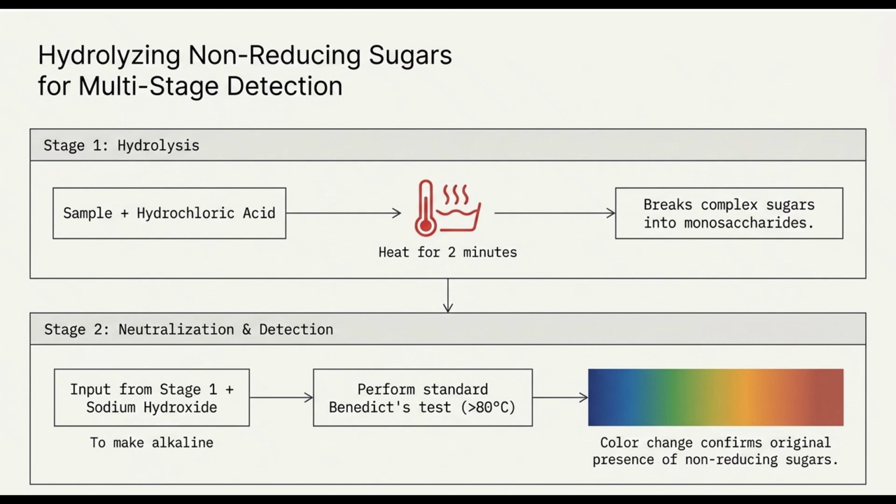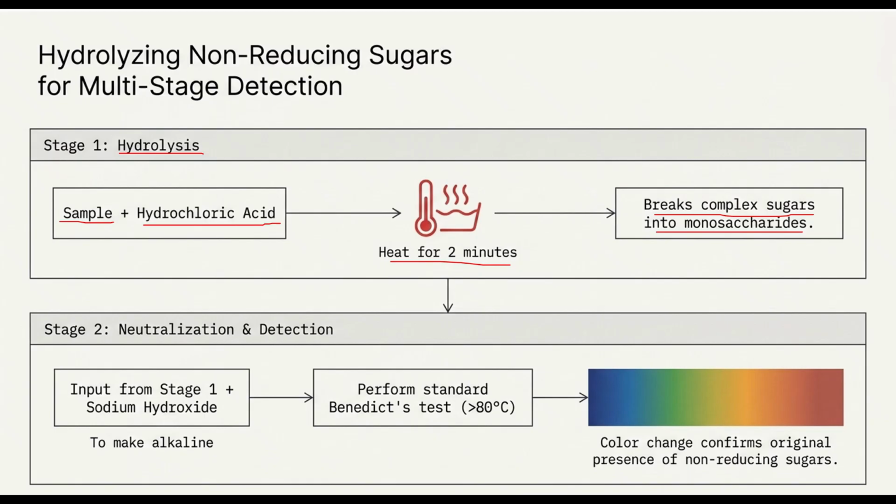So now let's see the testing for non-reducing sugars. How will you identify non-reducing sugars? So non-reducing sugars require a two-stage process. Firstly, we need to treat it with hydrochloric acid, and the sample is heated to break complex sugars into simpler sugars. So the first step is hydrolysis. We will add sample and hydrochloric acid, right? Then we'll heat it for 2 minutes, and the sugar will be completely broken down, okay, into monosaccharides.